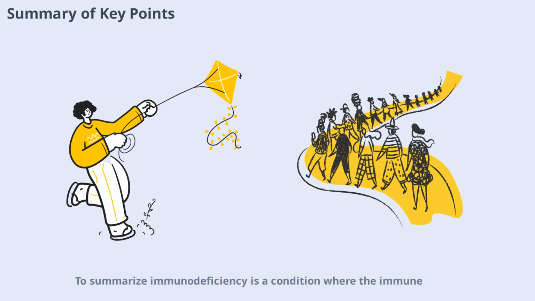To summarize, immunodeficiency is a condition where the immune system's ability to fight infections is reduced. It can be mild or severe, inherited or acquired. Early detection, proper treatment, and ongoing support are essential for managing the condition and improving quality of life.